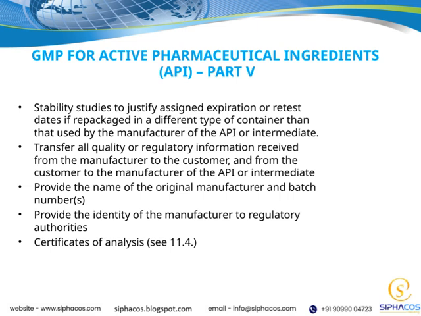Next, it's crucial to transfer all relevant quality and regulatory information between the manufacturer and the customer. This means sharing data received from the manufacturer with the customer, and vice versa, to maintain transparency and traceability throughout the supply chain. We also need to provide the name of the original manufacturer and the batch numbers. This information is vital for traceability, quality assurance, and regulatory compliance. In addition, we must identify the manufacturer to regulatory authorities clearly. This helps in maintaining compliance with local and international regulations and ensures that all parties are accountable.